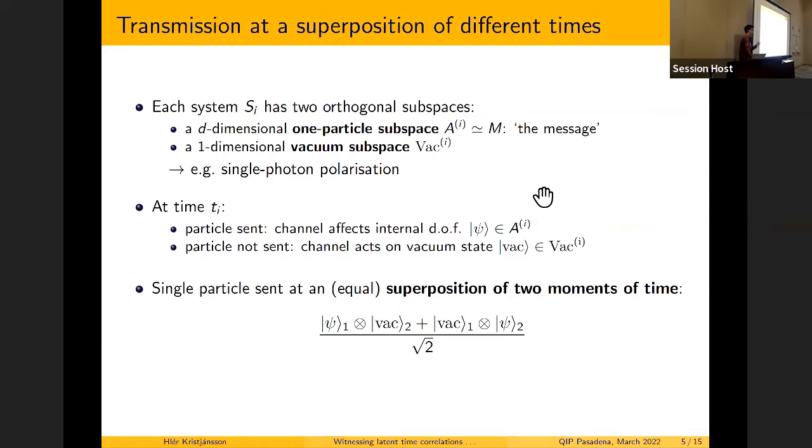So at every time Ti, if the particle is sent, it affects the internal degree of freedom psi, which is in this one-particle subspace. If the particle is not sent, it acts on the vacuum state. So if we now send the particle in an equal superposition of the two moments in time, then we get a state of the form below, where we have a linear combination of psi, the particle sent at t1 and the vacuum at t2, and not sending the particle at time t1, so the vacuum at time t1, and the particle at time t2. So I hope that all makes sense.